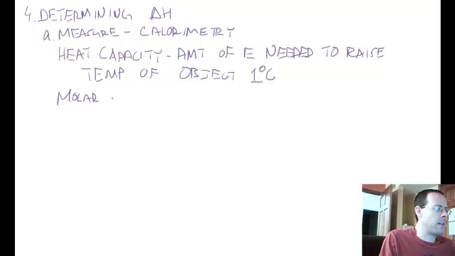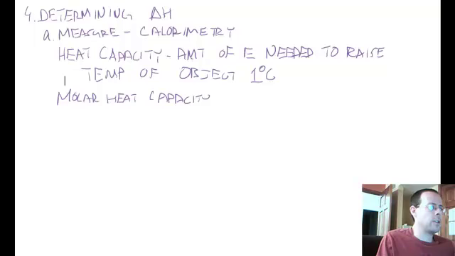And then we also have the molar heat capacity, which is the same thing, except it specifies a specific amount of the substance. So heat capacity is the amount of energy needed to raise the temperature of an object 1 degree. Molar heat capacity is ditto, if we have a mole of the object. So you might say the amount of energy needed to raise 1 mole of an object 1 degree Celsius.